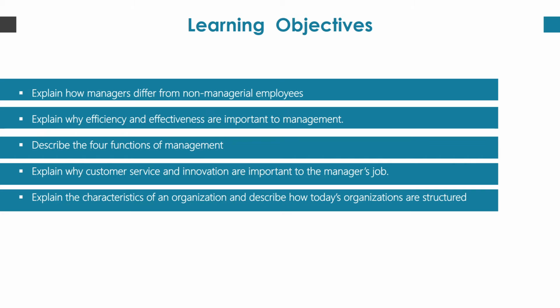First of all, we would look at how managers are different from other non-managerial employees. Secondly, we would discuss two very important concepts for management, which are efficiency and effectiveness, and distinguish between them. Thirdly, we would look at the four basic managerial functions. And as a fourth objective, we would look at how different things such as customer service and innovation are quite important for a manager's job. And finally, we would look at the characteristics of an organization and look at how today's organizations are structured.